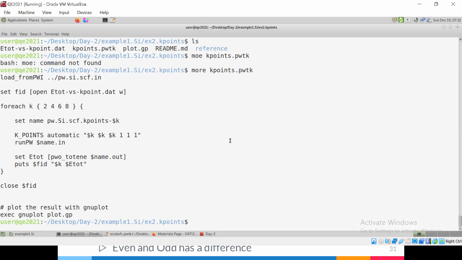It takes the template in, and now it says K-point automatic $K, $K, $K, 1 1 1. 1 1 1 is a shifted grid that's discussed in the handout. I'm not going to go through that. It's better to run a shifted grid than have 0 0 0 here. So you have these parameters going in, these numbers 2, 4, 6, 8. So you're going to have 2 2 2, 4 4 4, 6 6 6, 8 8 8. Then you're going to find the total energy, extract it out, and plot it. So everything is done by the script.